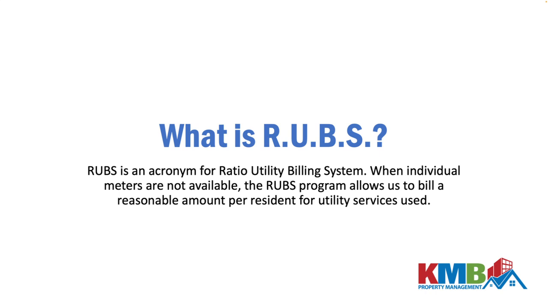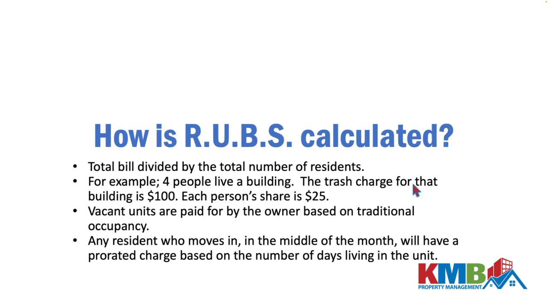When individual meters are not available, the RUBS program allows us to bill a reasonable amount per resident for utility services used. So, anytime that we don't have individual meters for each apartment, this program allows us to divide up the utilities. So if you've ever had a roommate and you split the utilities, you paid 50%, they paid 50%, that's essentially what's happening with the RUBS program.